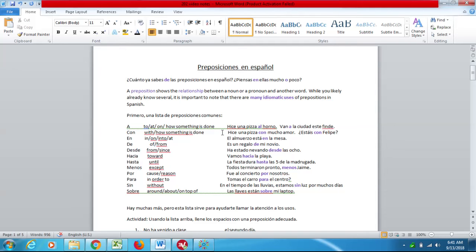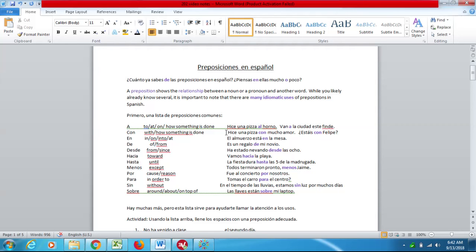Con, how something is done. Okay, well, let's take a look at our example. Hice una pizza con mucho amor. So you can see these are used in a different context, right? Although the English description is the same, with a, we're talking about how it was physically made, but with con, we're focusing more on the sentiment behind it, right?